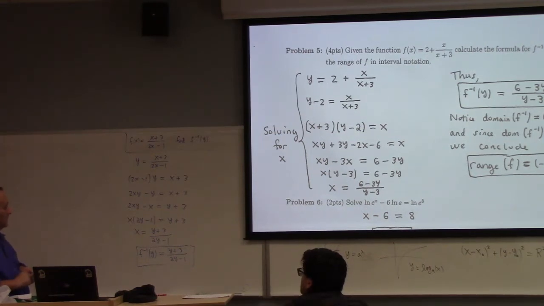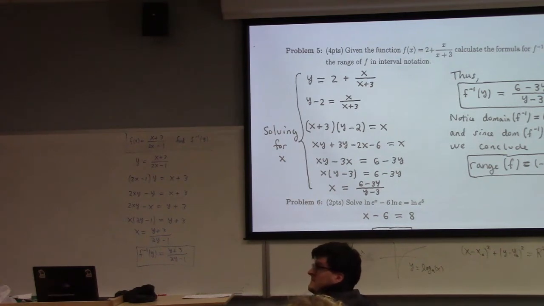Whoa. That is a coincidence. Could be an anomaly. Really? Yes. Yeah. This function is its own inverse.